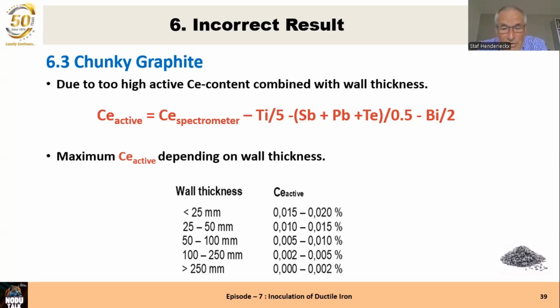And I give you some examples due to the wall thickness. And you can see there, if you have less than 25 millimeters, you can go eventually up to 0.020%. But if you have more than 250 millimeters wall thickness, you can have only 0.002. And my advice is above 200, no cerium at all. Use a nodulizer, use an inoculant without cerium, because otherwise you will have chunky graphite.